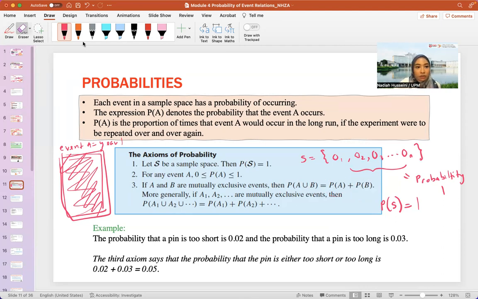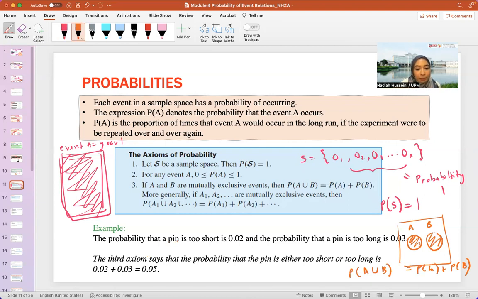So I have two events in this sample space. They are mutually exclusive, no doubt about it, because it already said that. My question is, what is the probability of A or B? It doesn't have to be both, it can be A or B. So A or B is just adding the probability of A occurring and the probability of B occurring. So this is an example.